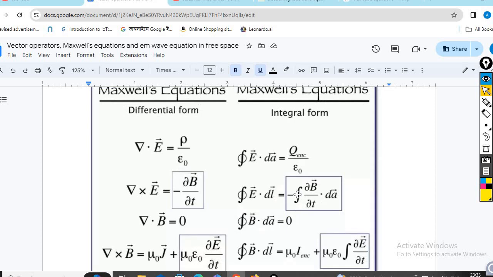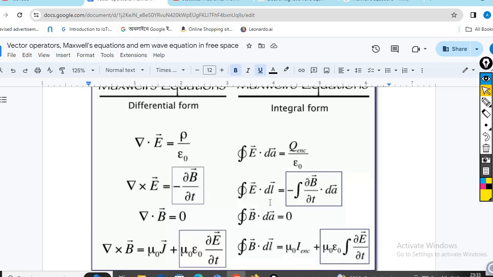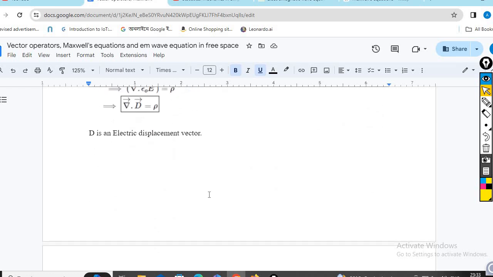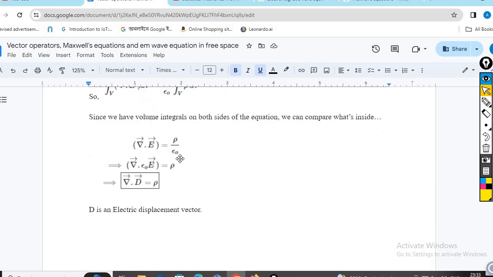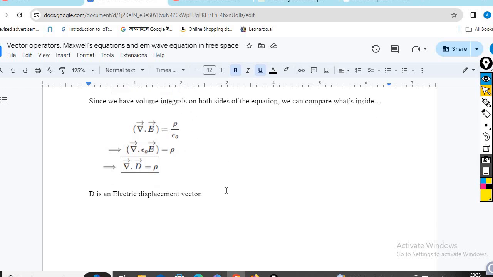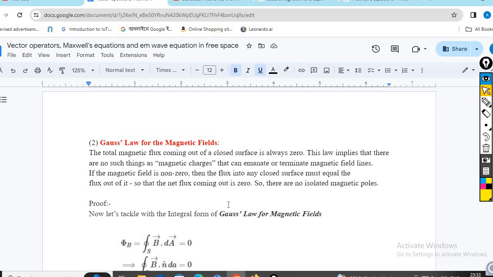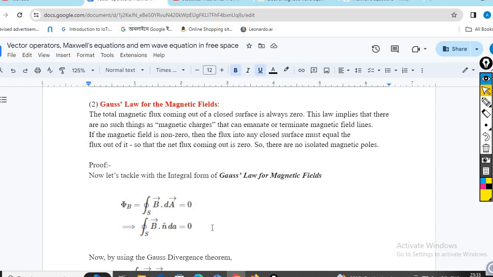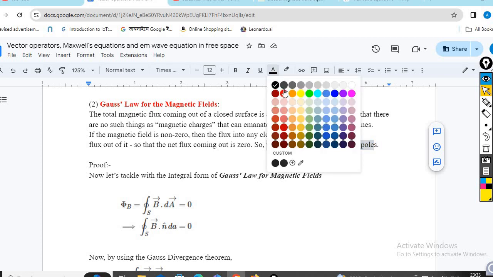Now Maxwell's equations: Gauss's law for the electric field and for the magnetic field. The divergence of the electric field is equal to rho by epsilon 0. Rho may be positive, negative or equal to 0; three possibilities are there. But for Gauss's law for magnetism, the divergence will always be equal to 0. This explains that no magnetic monopoles exist.